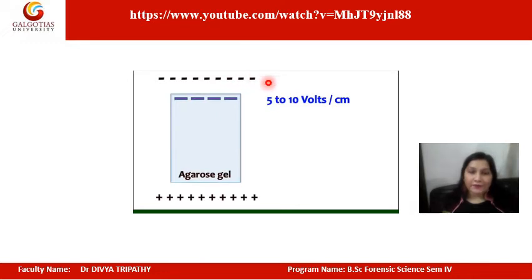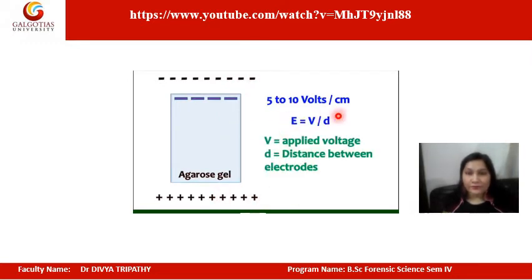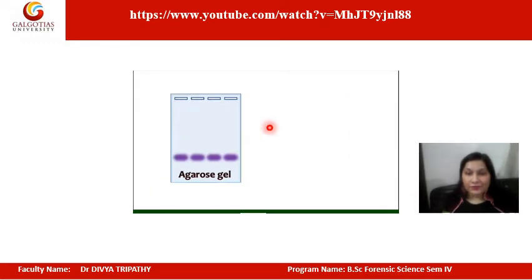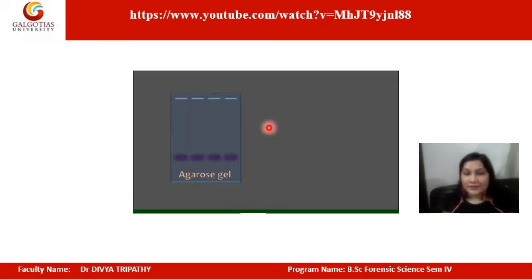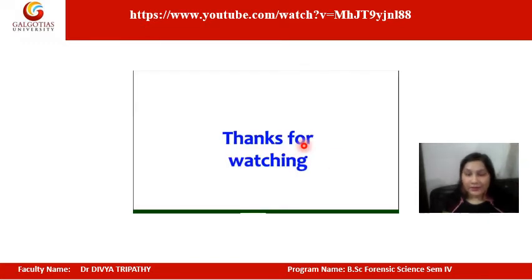Here we have a negative electrode and here we have a positive electrode. We will apply 5 to 10 volts per centimeter, and we know that E is equal to V by D, where D is the distance between the electrodes and V is the applied voltage. When we complete the circuit, separation takes place on the basis of size and charge. Now we have to detect or visualize these separated biomolecules under UV light.